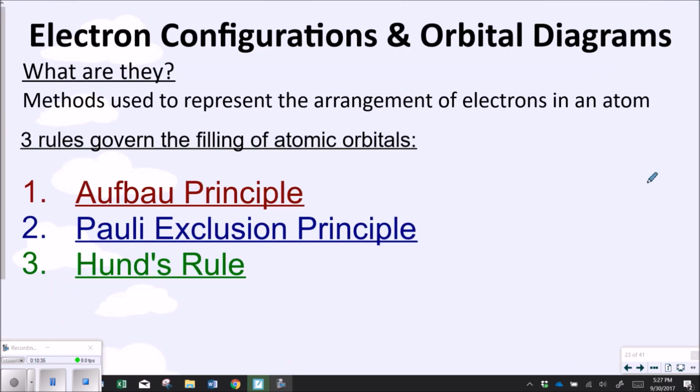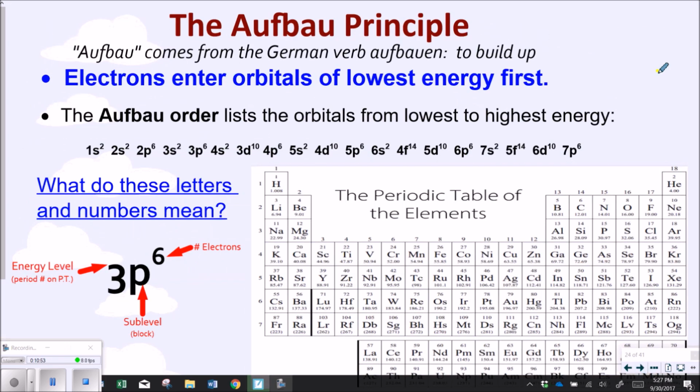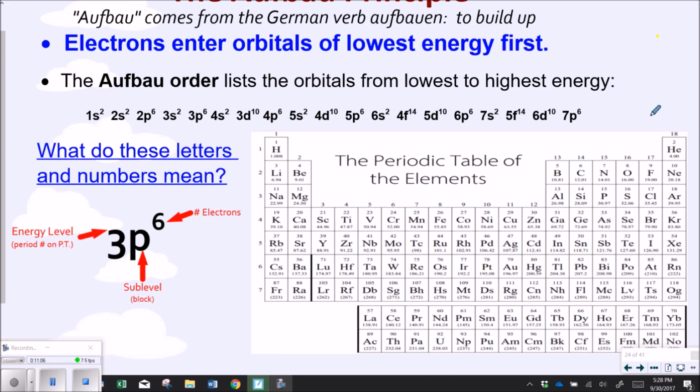Electron configurations and orbital diagrams. What are these? Methods used to represent the arrangement of electrons in an atom. 3 rules govern the filling of atomic orbitals: first, the Aufbau principle, the Pauli exclusion principle, and Hund's rule. The Aufbau principle: electrons enter orbitals of lowest energy first. The Aufbau order lists the orbitals from lowest to highest energy. You do not have to memorize this order because you can read it on the periodic table like a book.